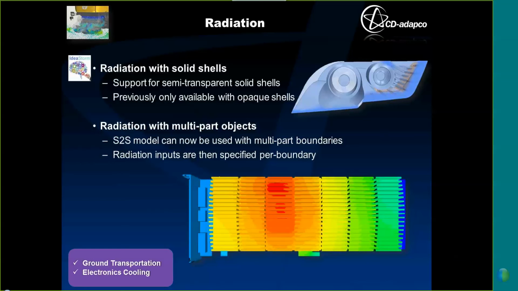You can also now do radiation with multi-part objects, so you can use the S2S model with multi-part boundaries, and these radiation inputs are then specified per boundary. In this case, we're looking at an electronics cooling example. This is also important for vehicle thermal management simulations.